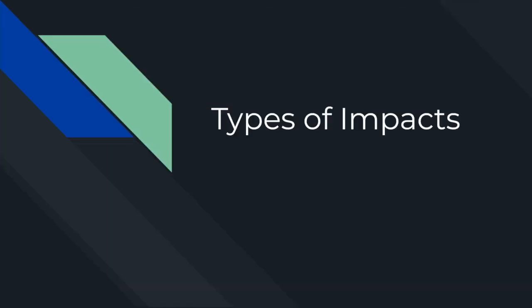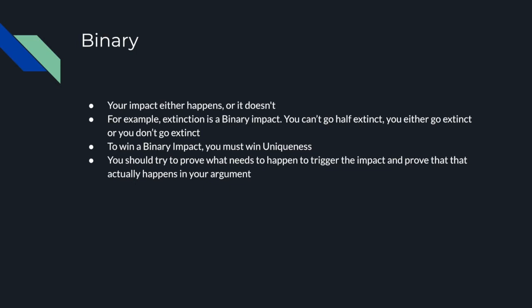Now we're going to be looking at the types of impacts. So there's really 2 types of impacts. The first is binary impacts. If your impact is binary, then this means that your impact either happens or doesn't. So for example, extinction is a binary impact, because you can't go half extinct, you either go extinct or you don't.